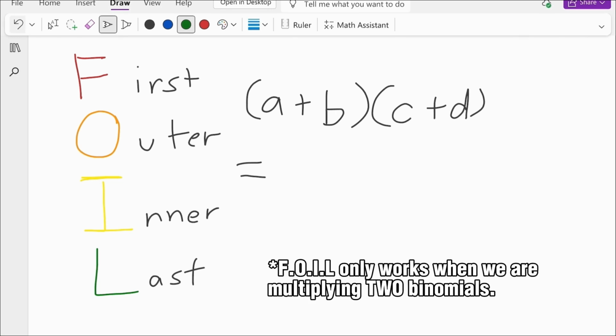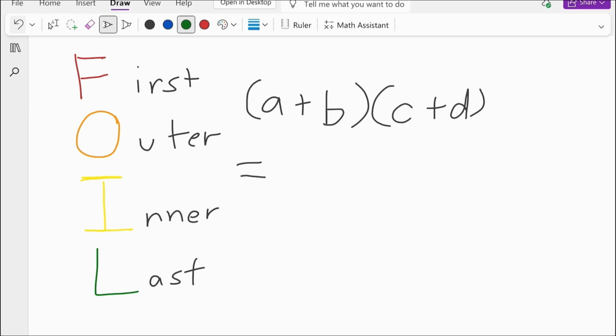Note that this only works when you have two binomials. It gets a little wonkier when we have maybe a trinomial, but I will be teaching you that later. But this is good to know.